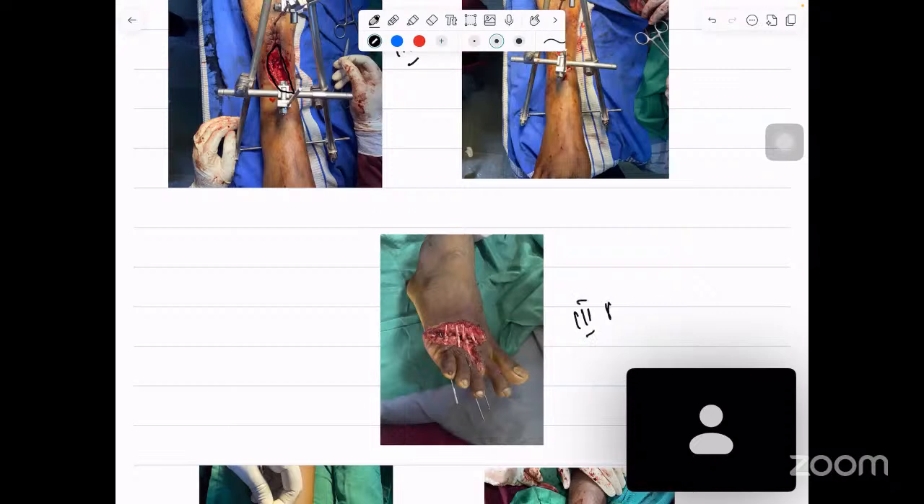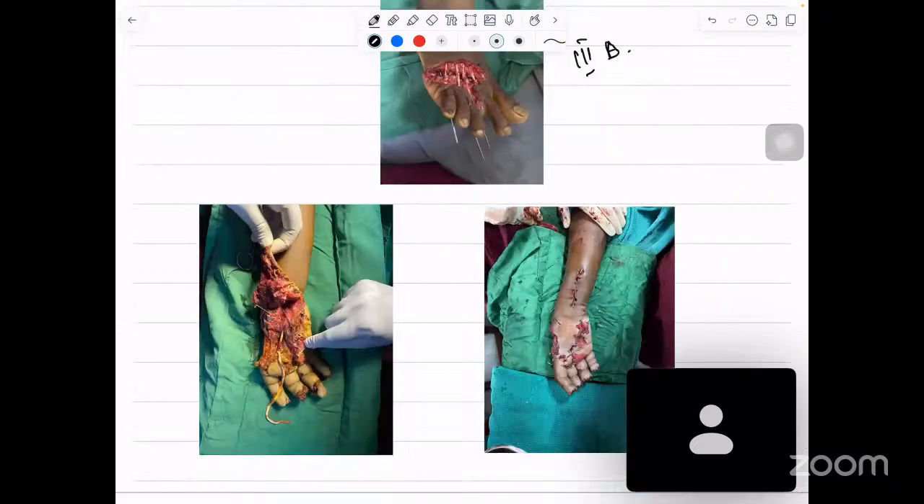This patient was a drunk fellow, and he got blasted in his hand. He lost his thumb because of this vascular injury. Because of that we needed to amputate. So this is the type of 3C injury.